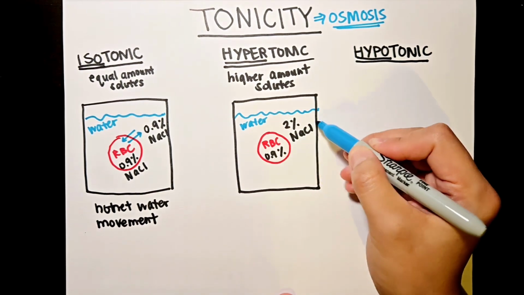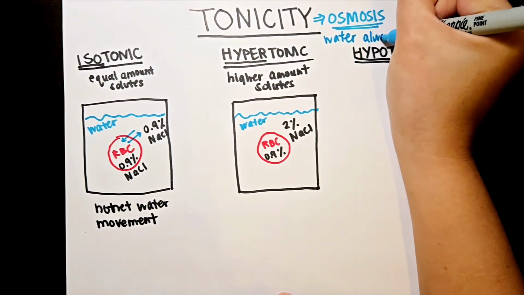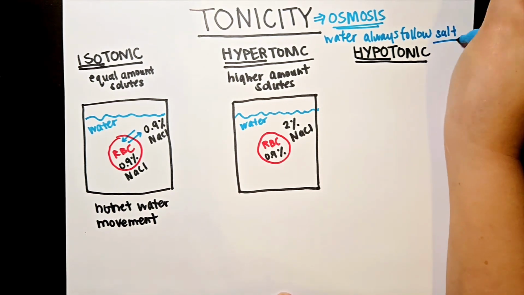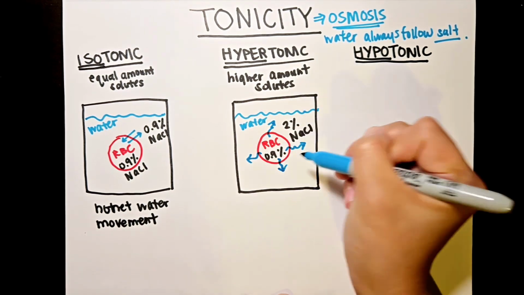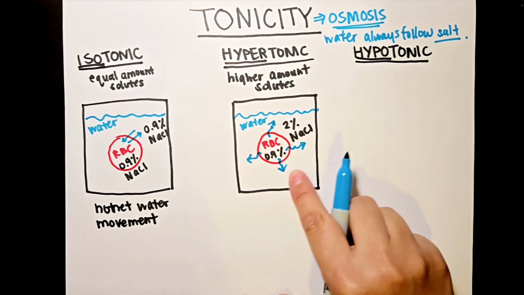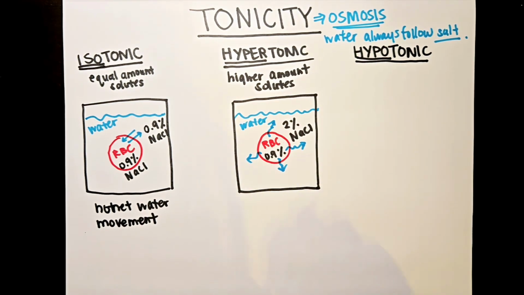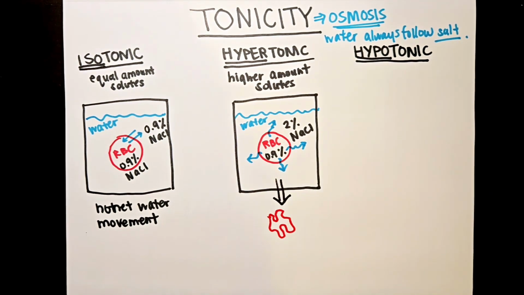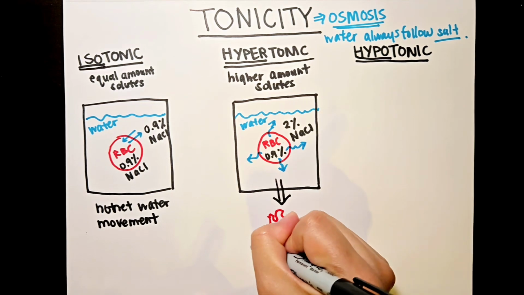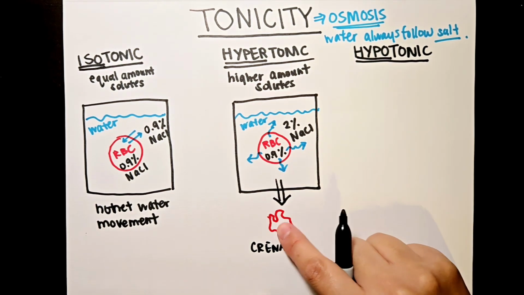And so if you have a higher amount of salt on the outside, the rule of osmosis, remember, is water always follows salt. So water will then move outwards into the surrounding because there is higher concentration of solutes, in this case salt, compared with inside the red blood cell. Now, if water comes out of the red blood cell, this red blood cell ends up shriveling up. That shriveling has a specific name in biology, called crenation. Crenation is the red blood cell shriveling up because of the loss of water.